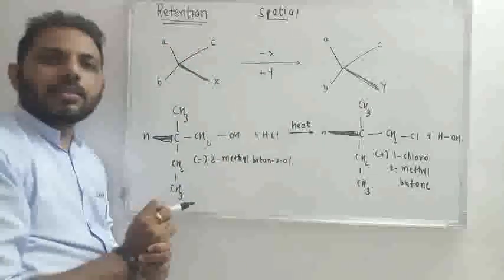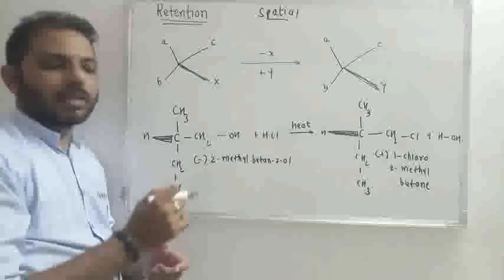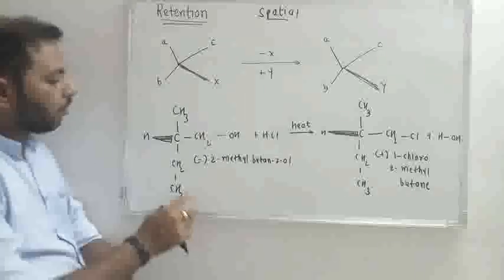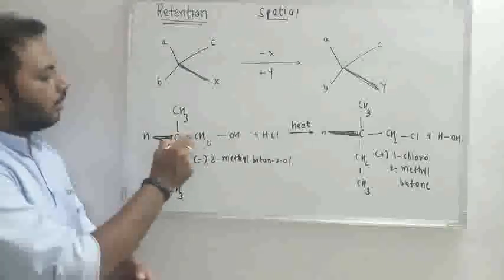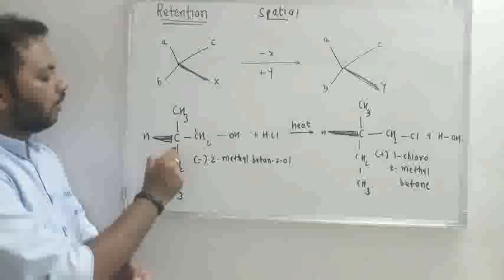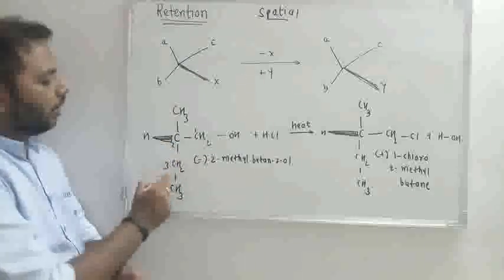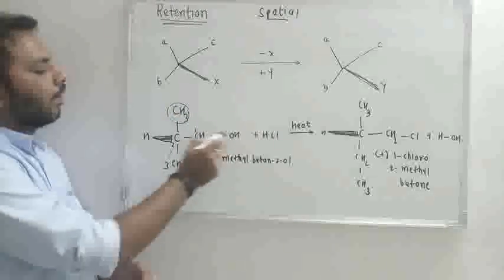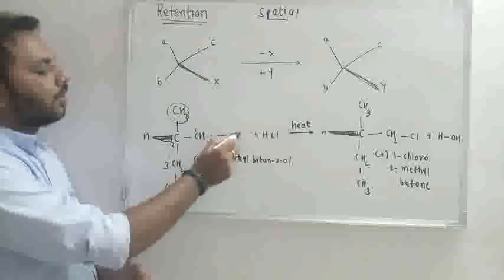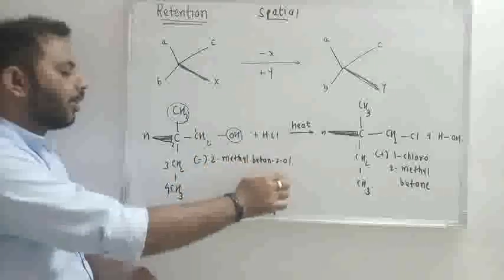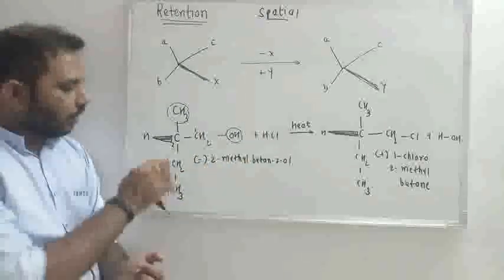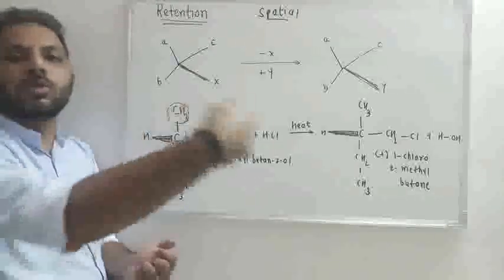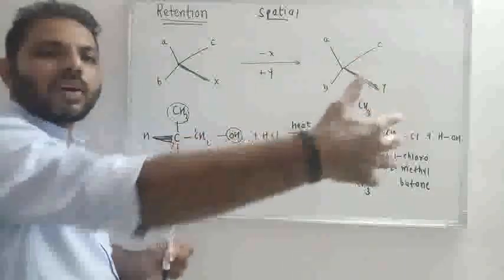Now let us understand retention with one more example. We have got 2-methyl-butane-2-ol. So 1, 2, 3, 4. Carbon number 2 has a methyl group and an OH group. So this is 2-methyl-butane-2-ol. Now we have written hydrogen like this, which means that hydrogen is far away from the observer, right? So hydrogen will be far away.